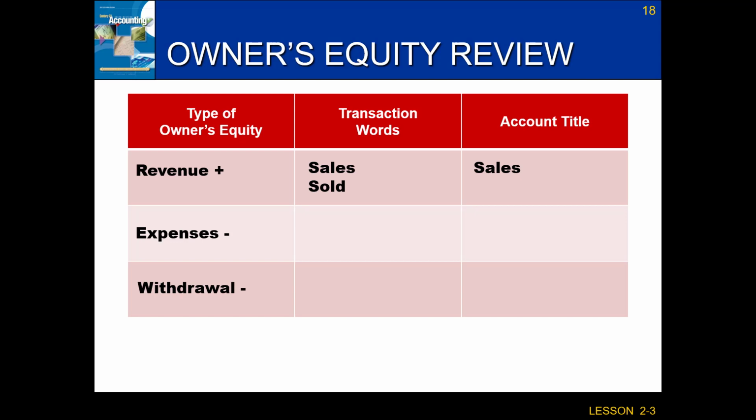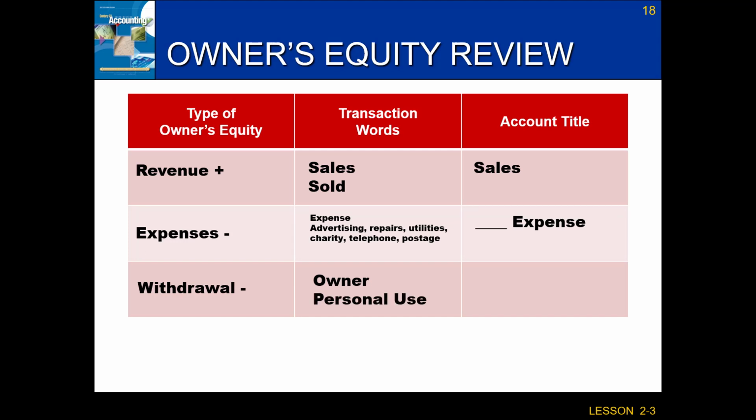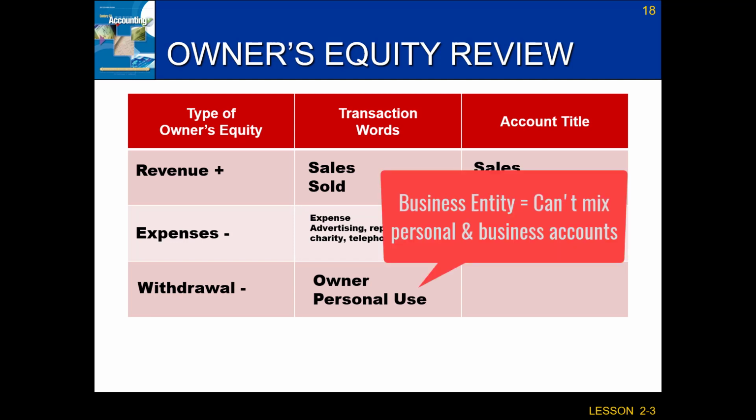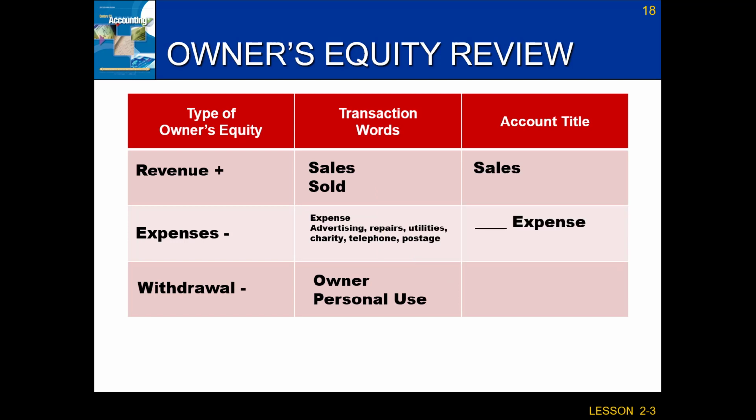Expenses would be any transaction that might say the word expense, advertising, repairs, utilities, charity, telephone bill, or postage. And the account title will be that name and then expense. So it would be advertising expense, repair expense, utilities expense, charity expense. And then withdrawal would be anytime you see owner for personal use. We have to draw it out or take the money out for personal use because we have to separate business from pleasure. And the actual account title for a withdrawal is the owner's name, comma, drawing.